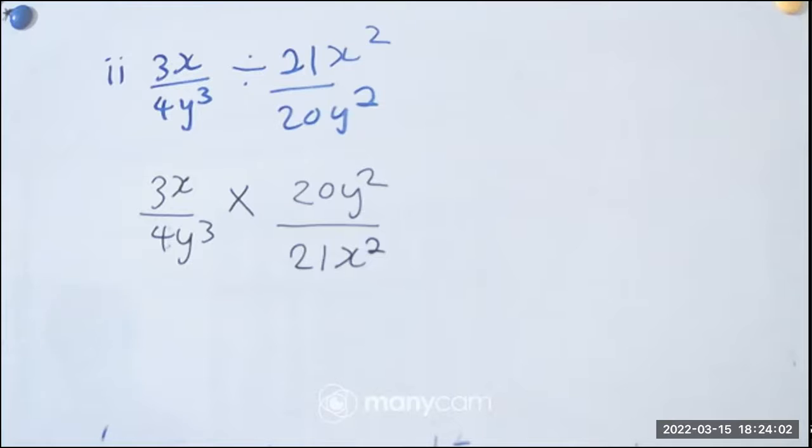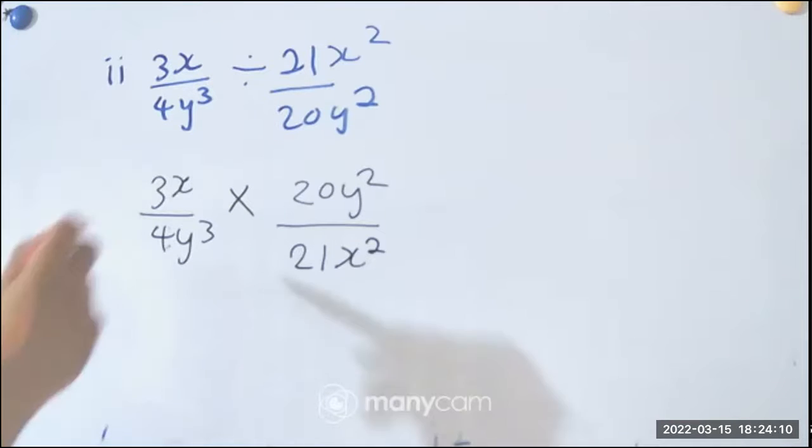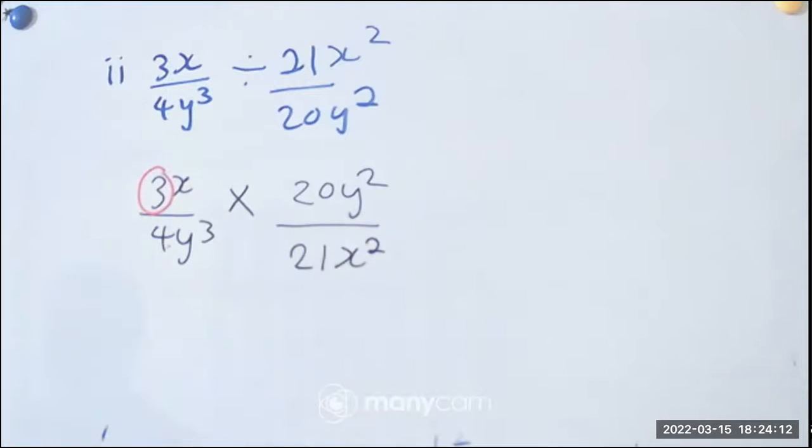Right, so this is algebra, and also some indices involved. Now, which number can we cross out if we want to use that? Let's look at 3. 3 can go into itself 1 time. 3 can go into 21 7 times. So let's get rid of that term first. What would we be left with?